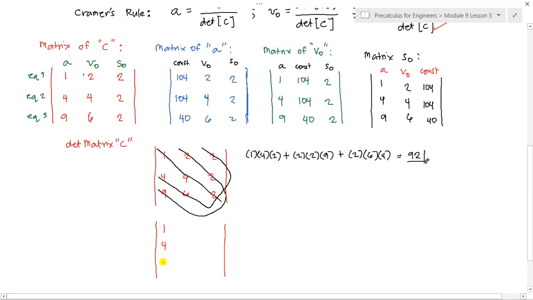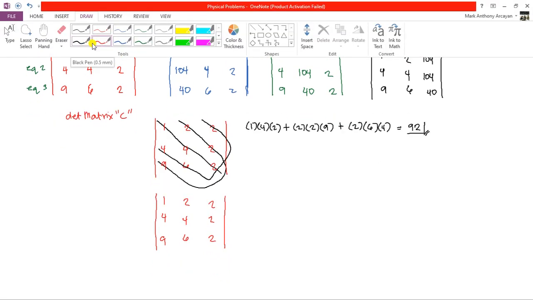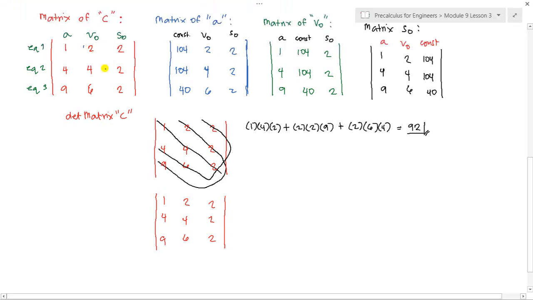So the second row is 1, 4, 9, and then 2, 4, 6, and then 2, 2, and 2. To get its determinant, since we went from top left to bottom right, this time we go from top right to bottom left. So we start here: that is 2 times 4 times 9.